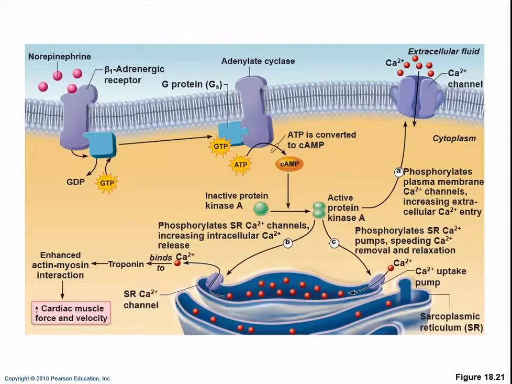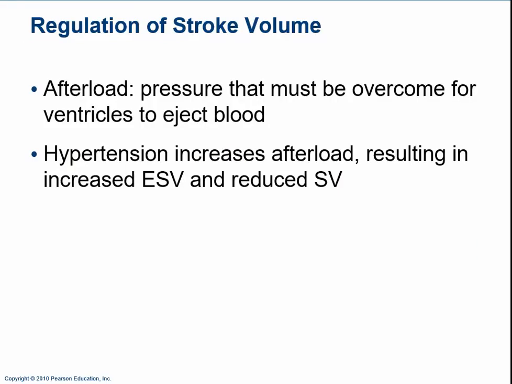Afterload is the resistance against the blood leaving the heart. So it will increase the end systolic volume and reduce the stroke volume. That means that if you are hypertensive, if you have high blood pressure, then your heart has to work harder. It has to contract. It needs more contractility to overcome the afterload.